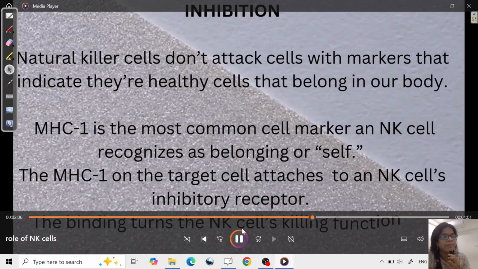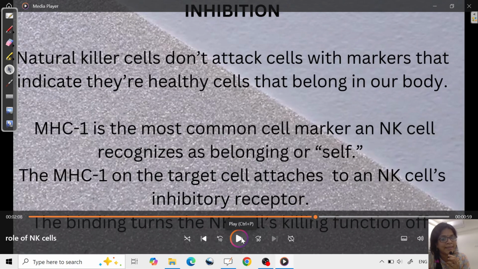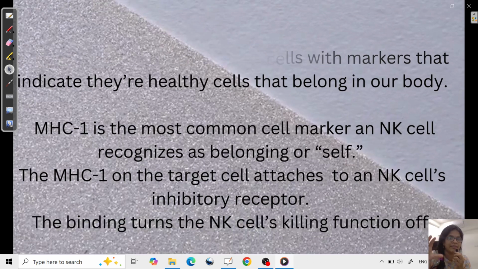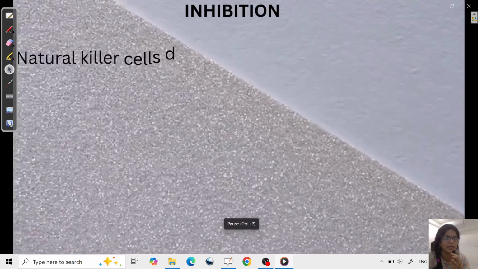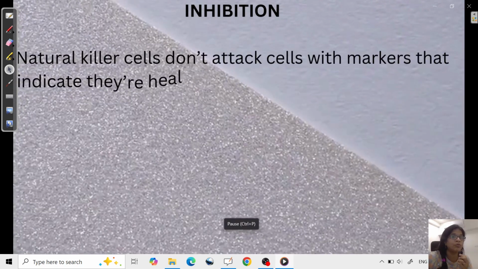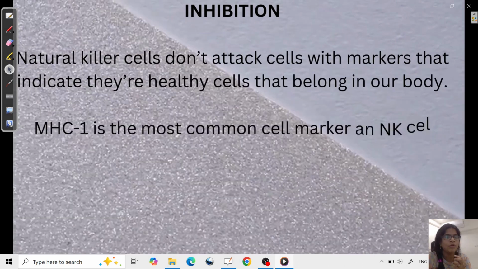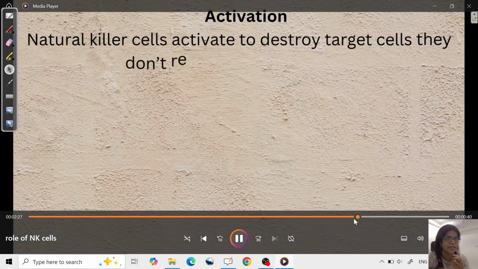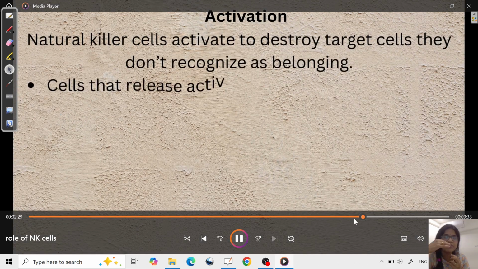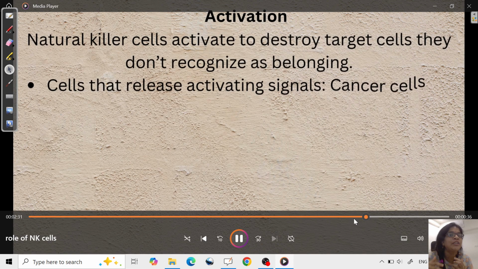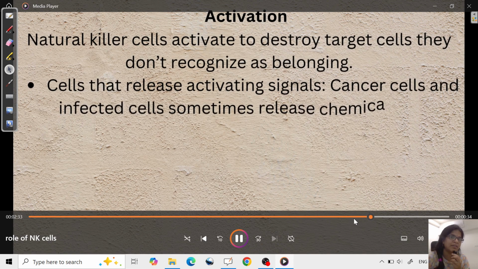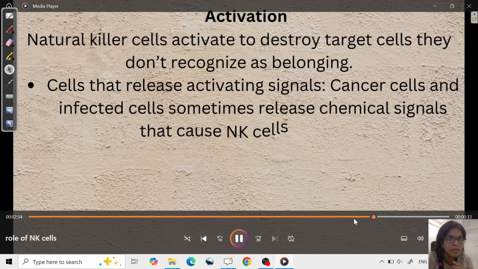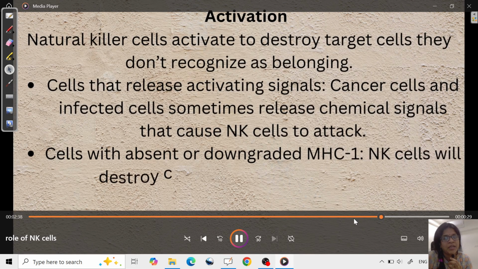The major histocompatibility complex on the target cells attaches to an NK cell's inhibitory receptors. I told you that when it is considered as self, the killing function is completely stopped. That is what you call the inhibition mechanism of the NK cell. Now, if you go through the activation mechanism, this is how the infected cells, the cancerous cells, and the virus-attacked cells are destroyed by the NK cell. This is the mechanism which it follows, right?